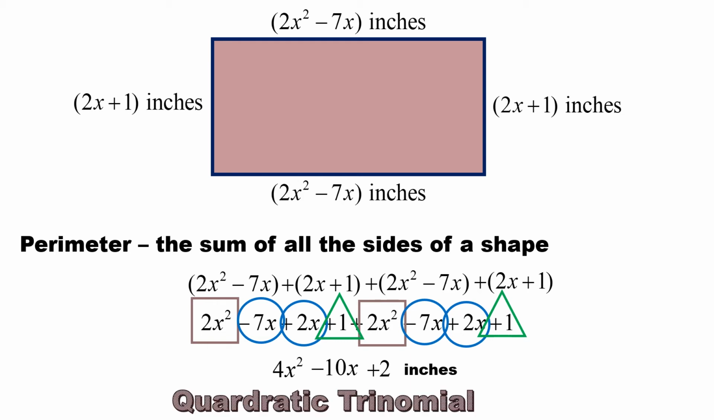And this is a quadratic trinomial. Quadratic because it has an x squared, and trinomial because it has 3 terms. But as in math, there's sometimes more than one way to do things. So we can look at this in a little bit of a different way.